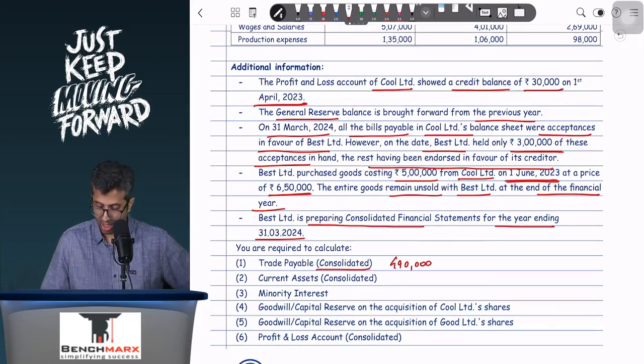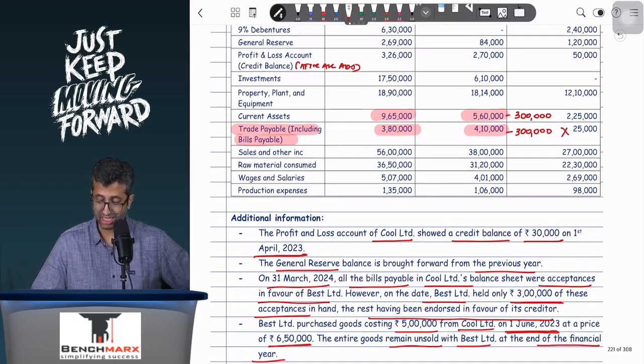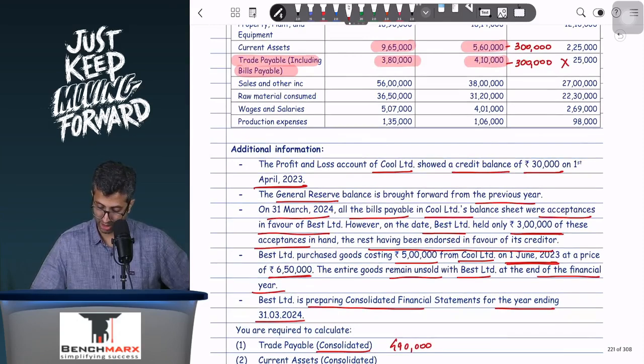Then current assets, which are consolidated. When I look at current assets, this is 965 and 560. Here also in current assets, 3 lakhs intercompany elimination will come. But other than that, there will be some unrealized profit in stock as well. So the full effect of this we have given. Both the effects have been given.